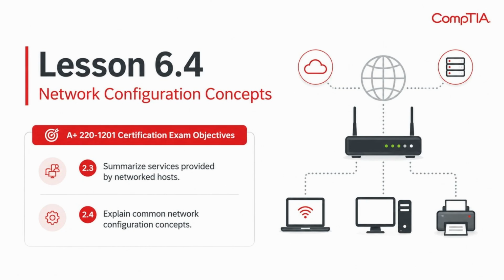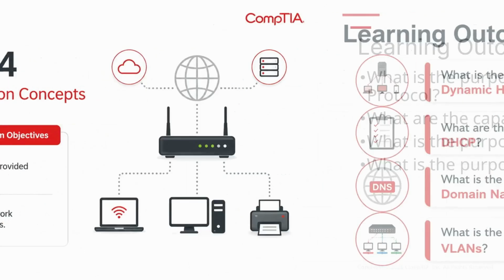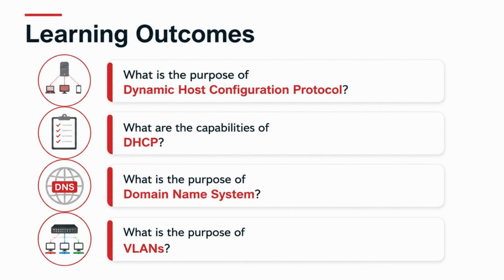Now, let's move to Lesson 6.4, Network Configuration Concepts. This lesson covers A+ objectives regarding services provided by networked hosts and common network configuration concepts. In this next section, we will learn about the purpose and capabilities of the Dynamic Host Configuration Protocol, the purpose of the domain name system, and the role of VLANs.